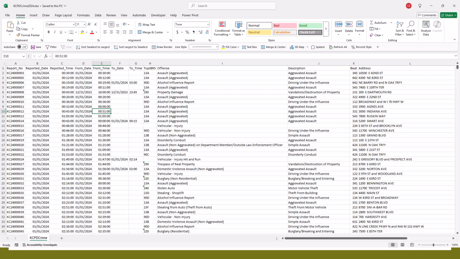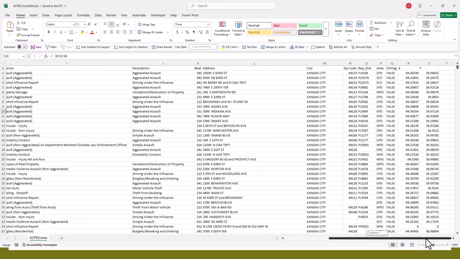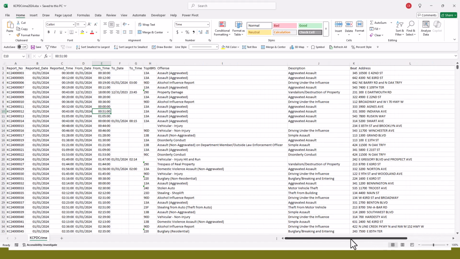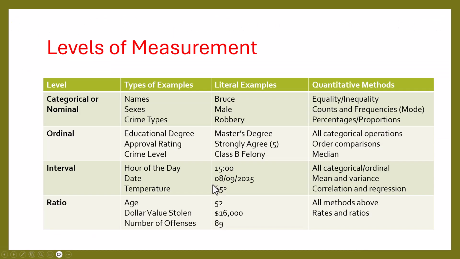This spreadsheet has a variety of different data fields, and each one is subject to a different level of measurement that defines essentially what we can do with the data. So the first level of measurement is categorical or nominal level, which is used for things like names, sex, crime types. Somebody might argue with me on crime types and want to make that ordinal, but we'll talk about that.